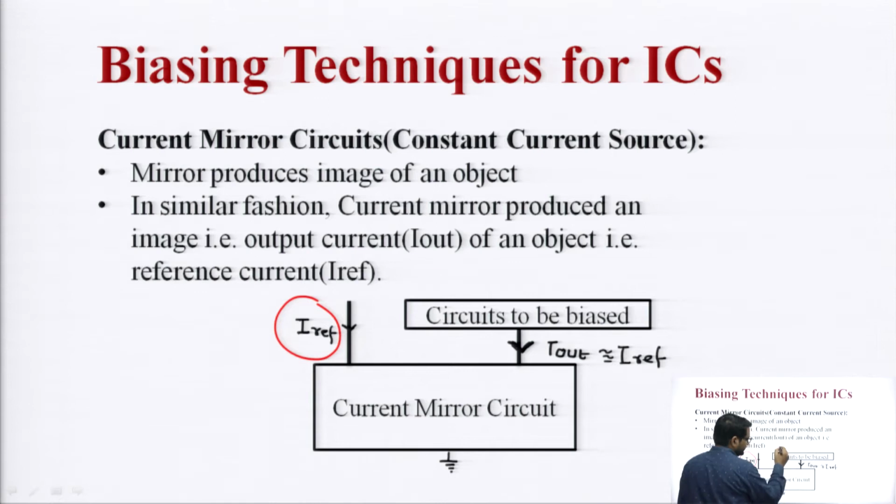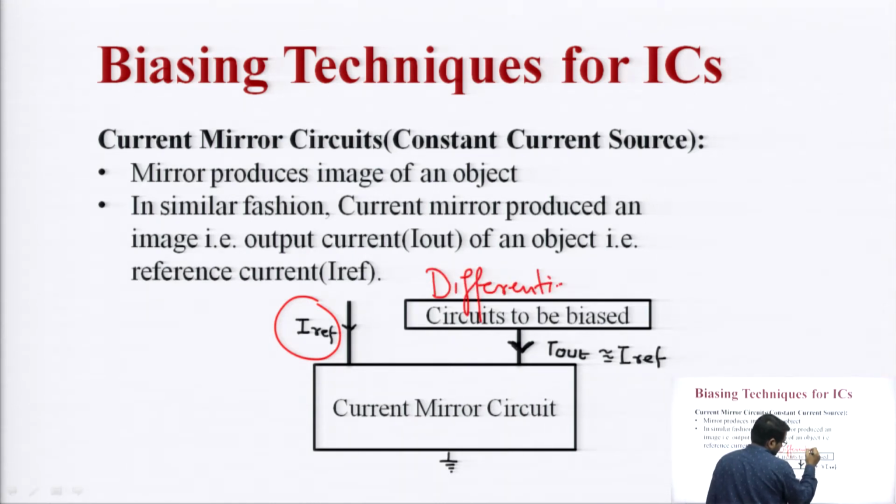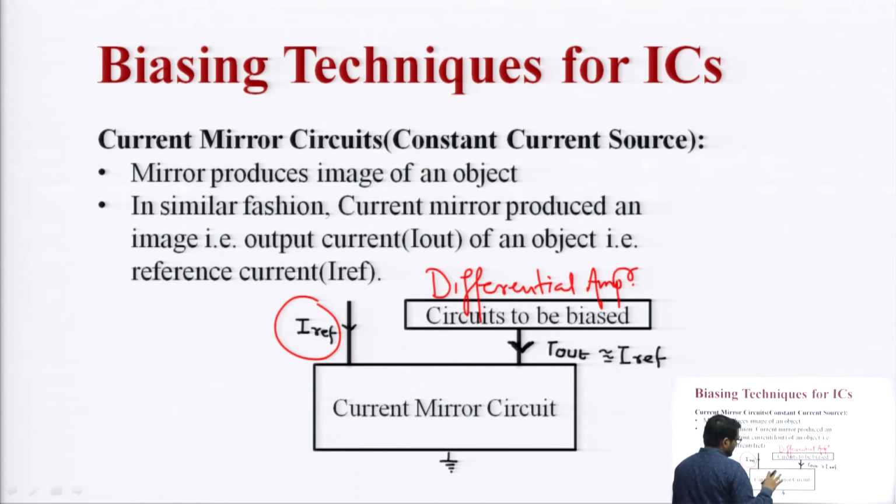So, here we can use, for example, a differential amplifier. In a differential amplifier, RE will be replaced with this current mirror circuit. So, the current mirror says that I out, our object, is the reflection or mirror of the reference current, that is I reference.